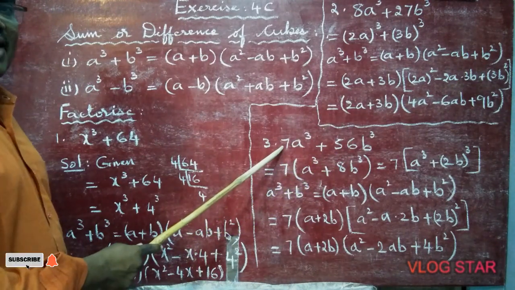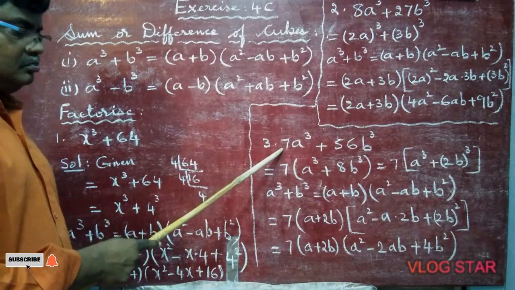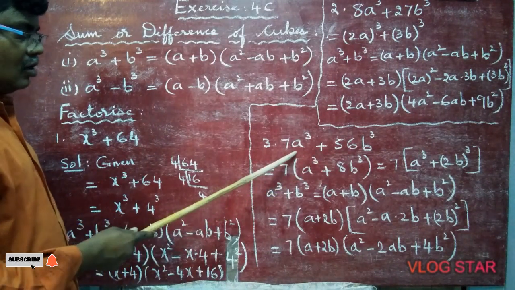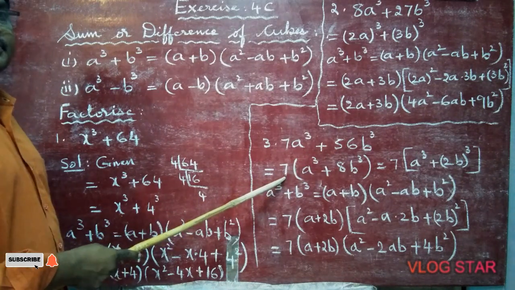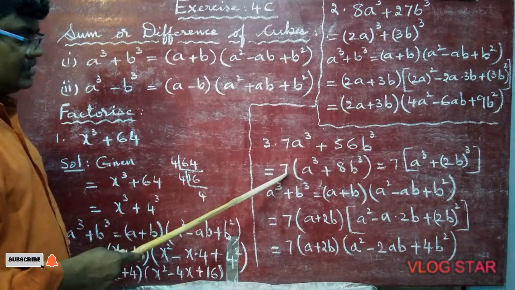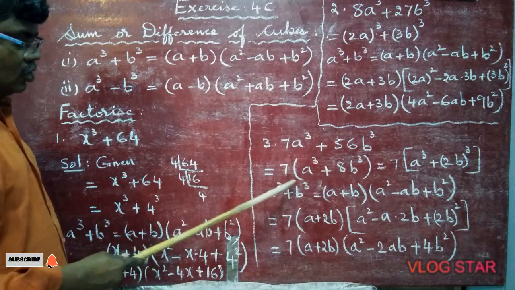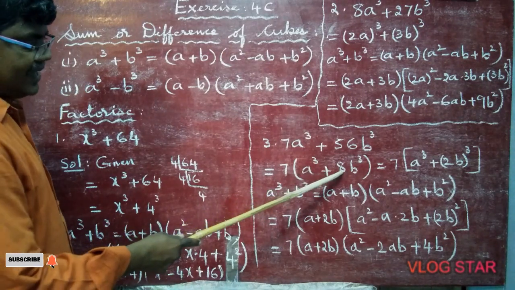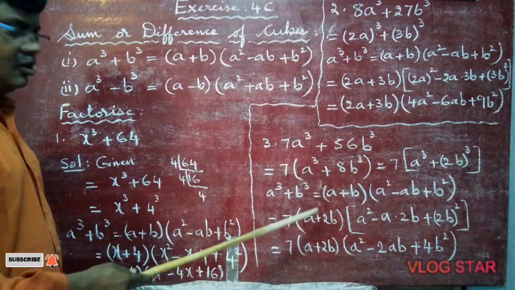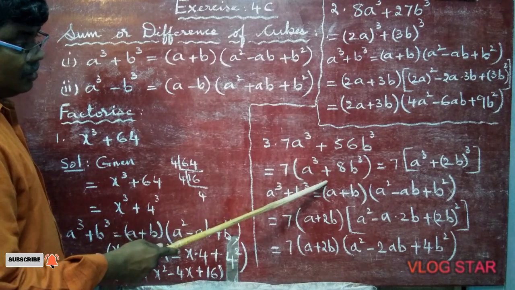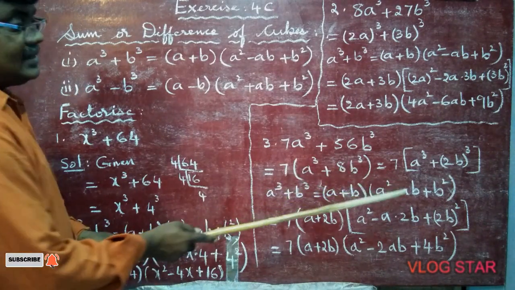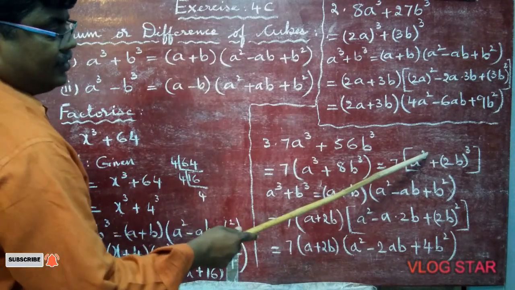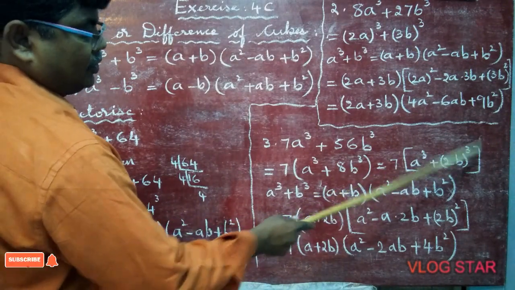Coming to third problem, 7a cube plus 56b cube. For 7 there are no factors to change into cube, and for 56 also there are none. So on the whole I am taking 7 common. 7 goes here 1 time, 7 goes here 8 times. So 7 I am taking common. So 7 into a cube plus 8b cube. Are you able to follow? Now we got a cube. 8b cube we can write as 2b whole cube. So 7 into a cube plus 2b whole cube.